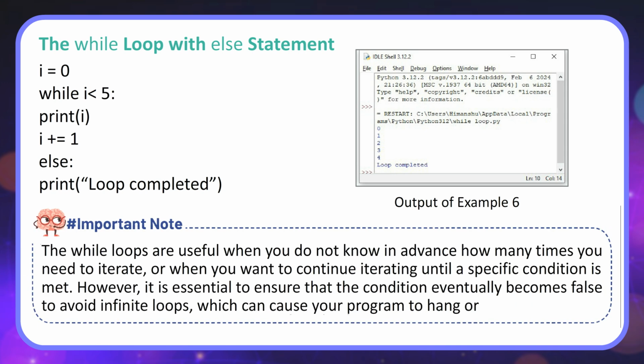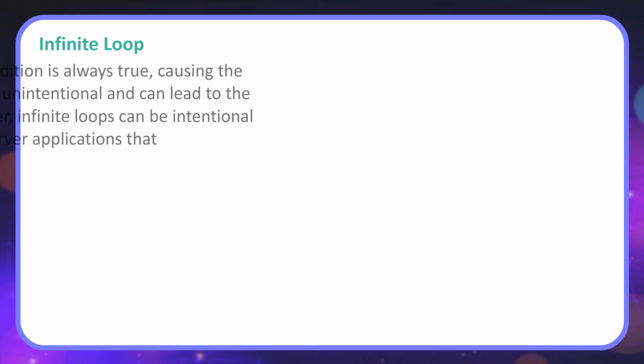Important note: the while loops are useful when you do not know in advance how many times you need to iterate, or when you want to continue iterating until a specific condition is met. However, it is essential to ensure that the condition eventually becomes false to avoid infinite loops, which can cause your program to hang.